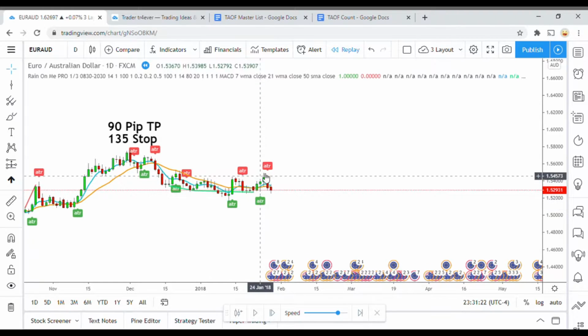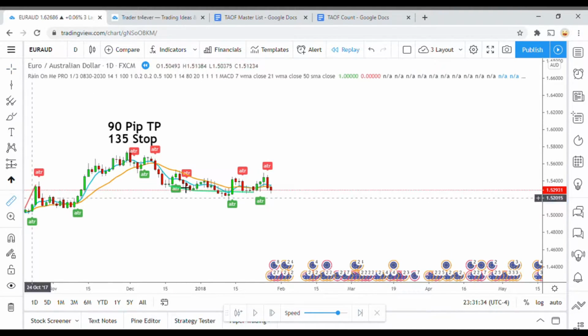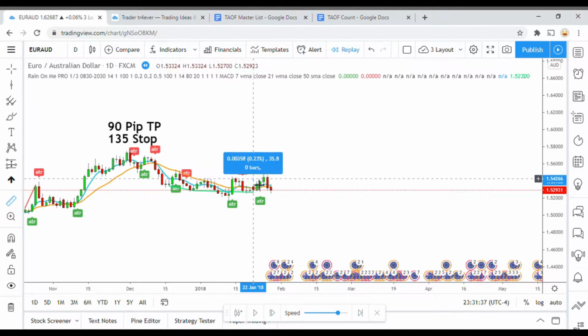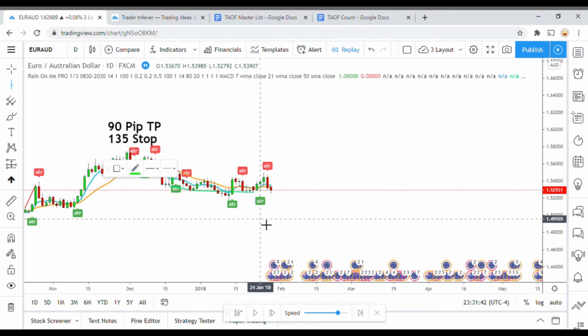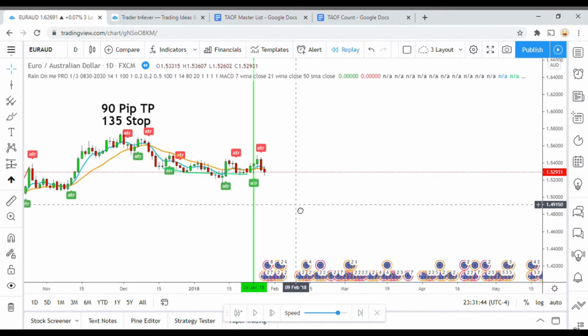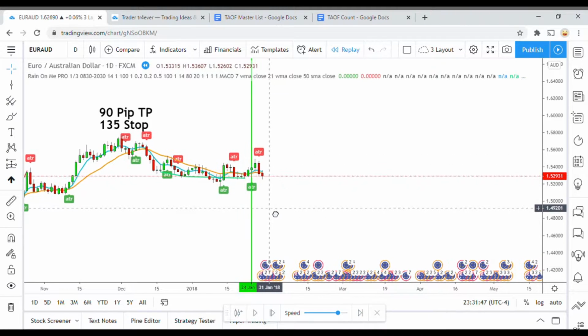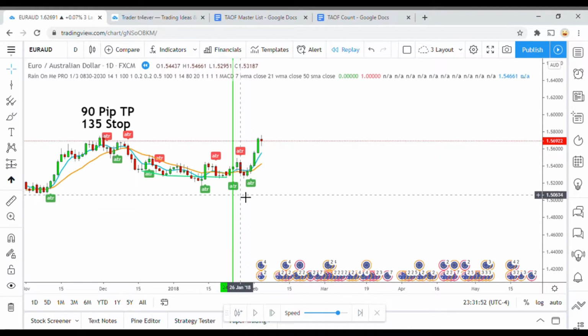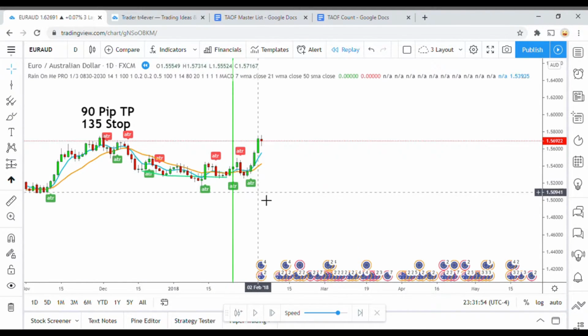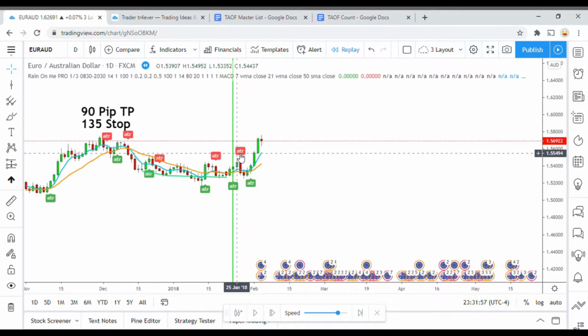All right. Now we have this one right here. And this one is the first valid signal that we have. The green ATR appeared and the blue line is ever so slightly above the orange line. Now, let's measure it off here to see if we got the 90 pips, and we did. So that is our first signal, and that first signal was a winning signal. So far so good. Looks like price action is really kind of stalled out right there.